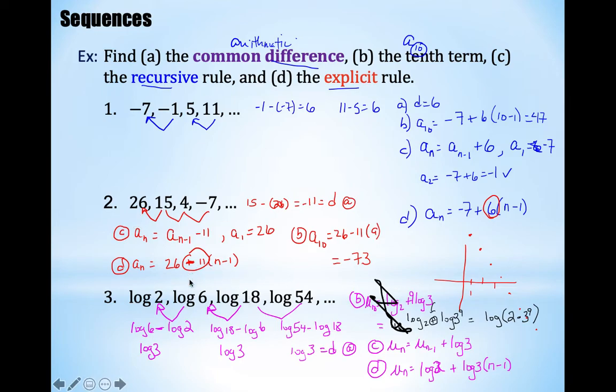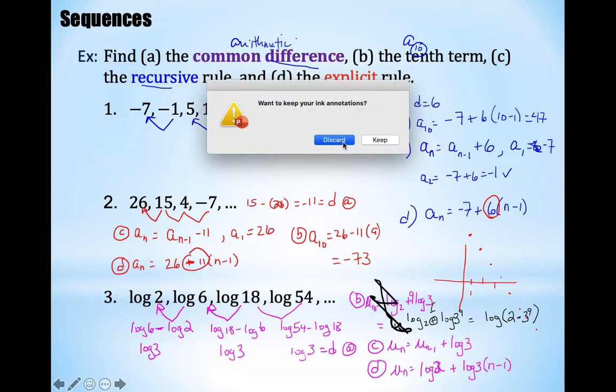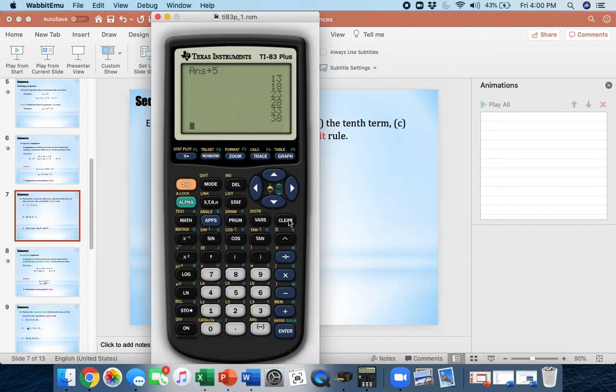Now, let's go back to the calculator. Right? Because what if I told you, I told you before how you could get your calculator to do this. So what if we had log 2 as our first term, and to get the next term we had to add log 3. And then what if I just add log 3 again? Right? So this is the first term. This is the second term, this is the third, fourth, fifth, sixth, 7, 8, 9, 10.